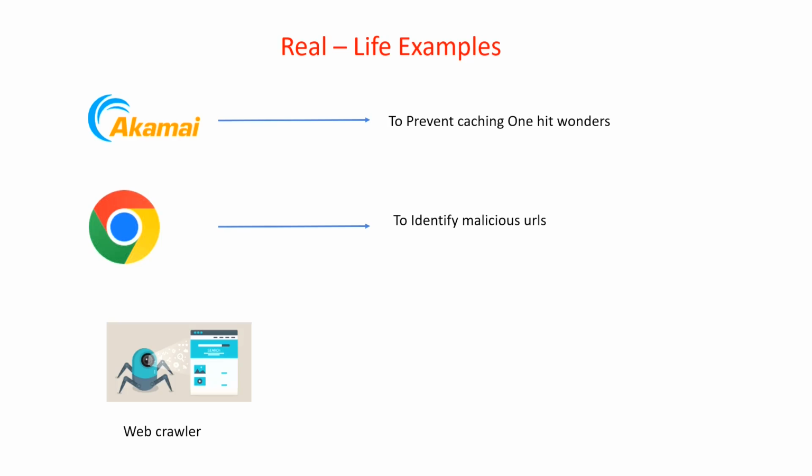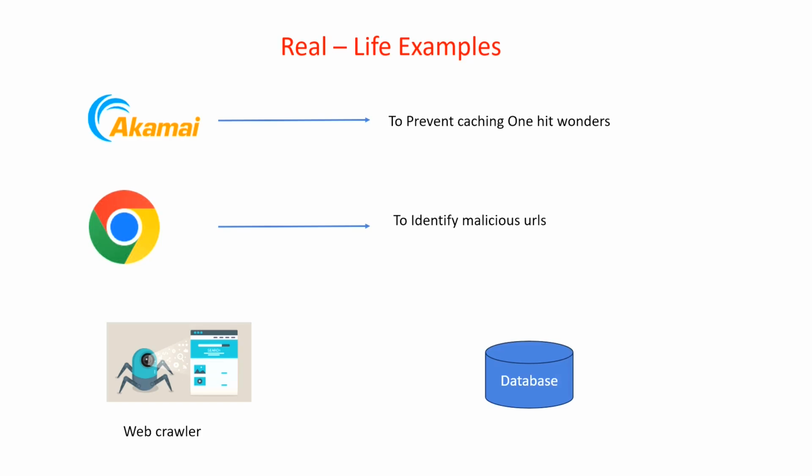Then we have web crawlers, right? We know that there are millions or billions of websites on the internet, and crawlers search the websites for data. For this case also, a Bloom filter is utilized so that we know what URLs of websites we have visited and what are not visited, right?